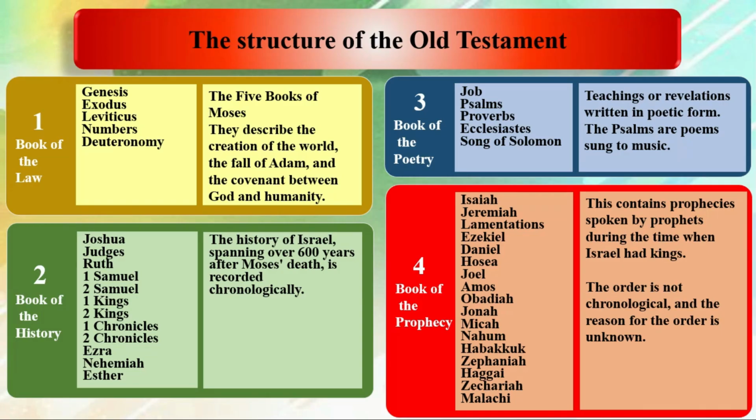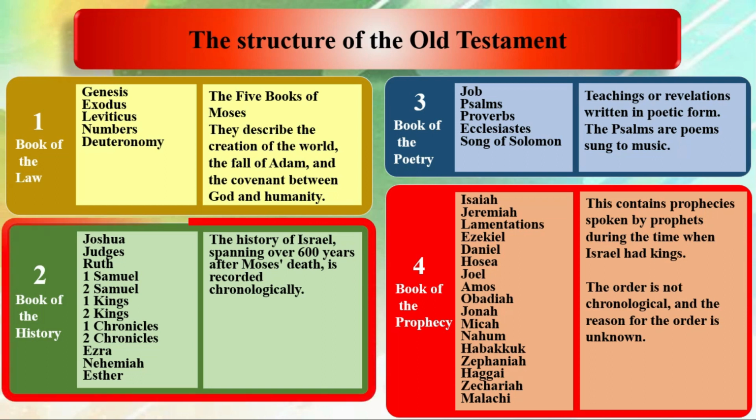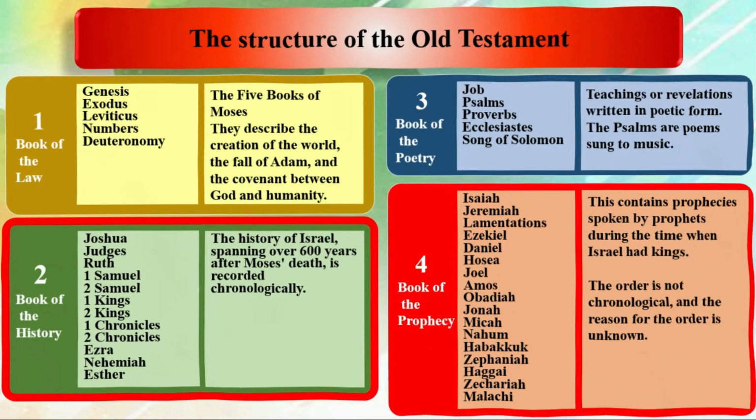Up until now, we have studied the 5 books of Moses, but the book of Judges is the second book of history. The books of history record the history of Israel in chronological order for more than 600 years after Moses' death. Now let's look at the books of history.